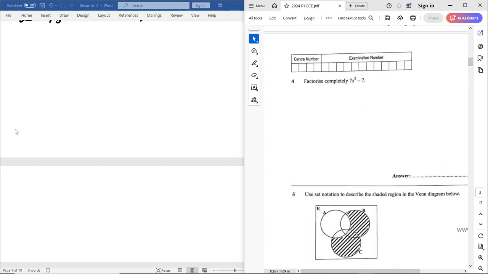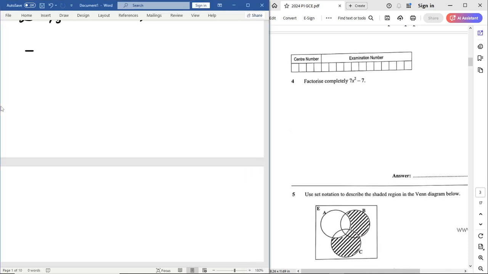Okay, so we go to question number 4 that says factorize completely 7x squared minus 7. So the first thing that we're going to do here is we factor out the common number that we have. Factoring out the common number, 7 is common there. We remain with x squared minus 1, like this.